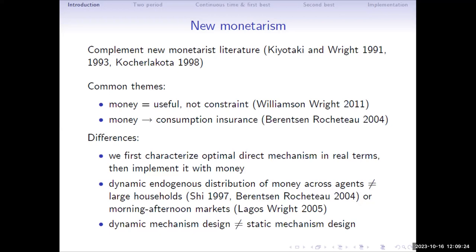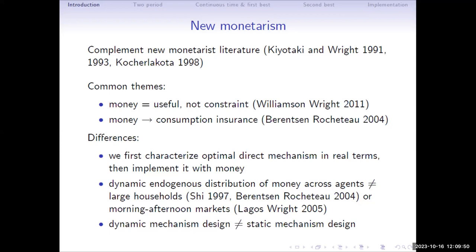We take a slightly different stance. We start from an economy in which there's no money. There's no price, there's no market, there's no money. Just a mechanism. And then we study how money can be used to implement the mechanism. And the sense in which we do mechanism design is also different from the sense in which that literature is doing mechanism design.